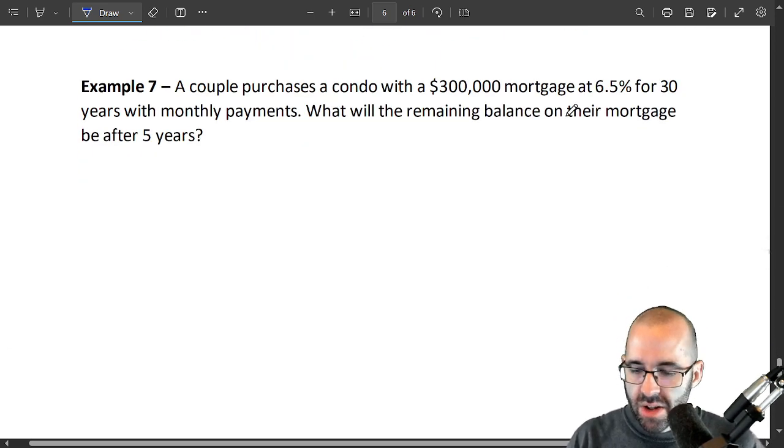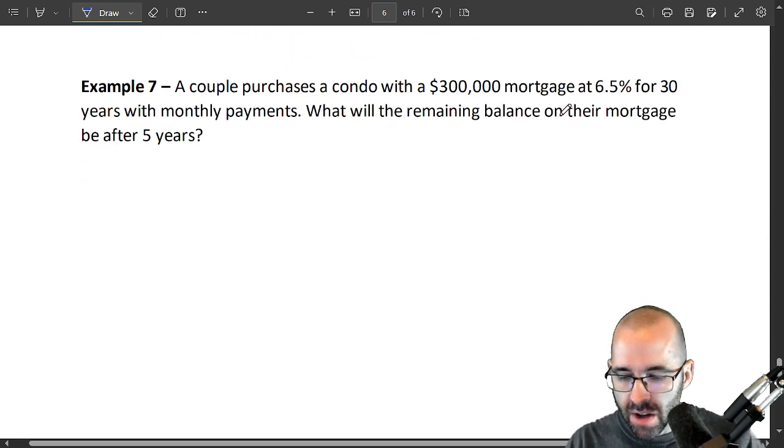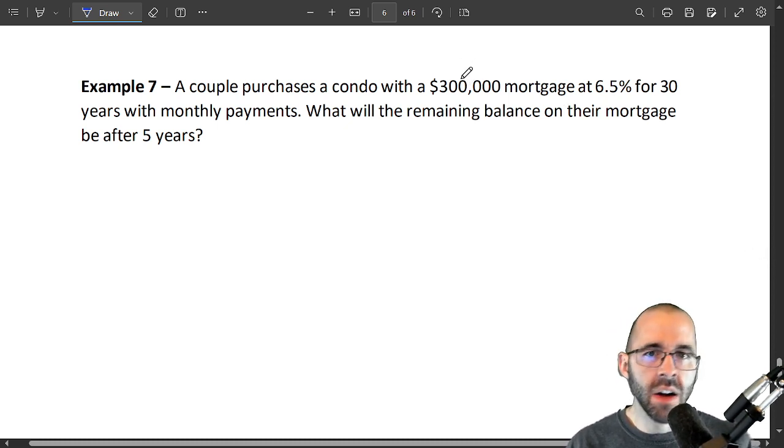All right, one more example to finish off this section. A couple purchases a condo with a $300K mortgage, so maybe the condo was worth more and they put a down payment. So they only have to borrow $300K at 6.5% interest for 30 years with monthly payments. What will the remaining balance on the mortgage be after 5 years?